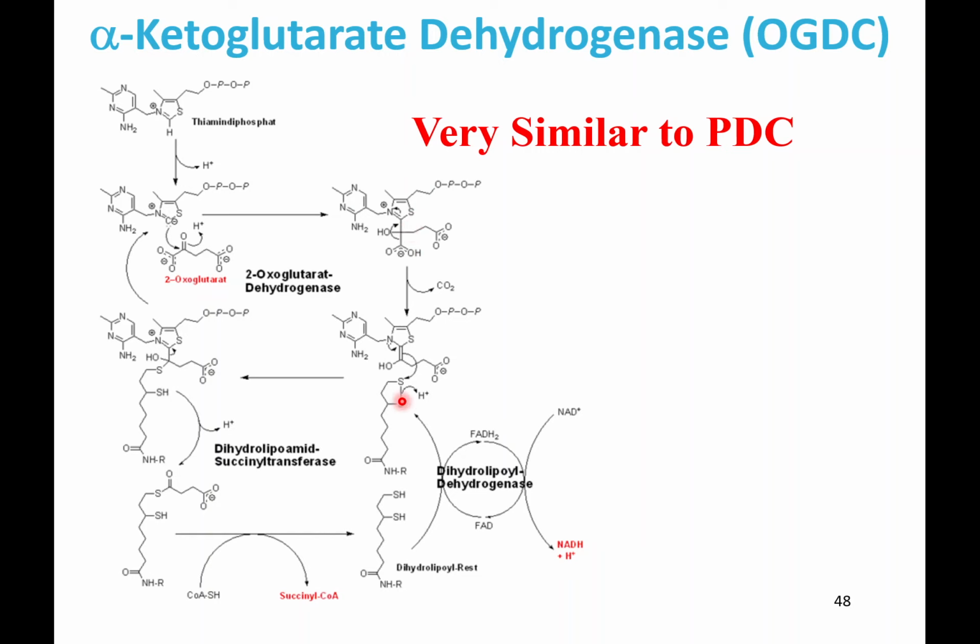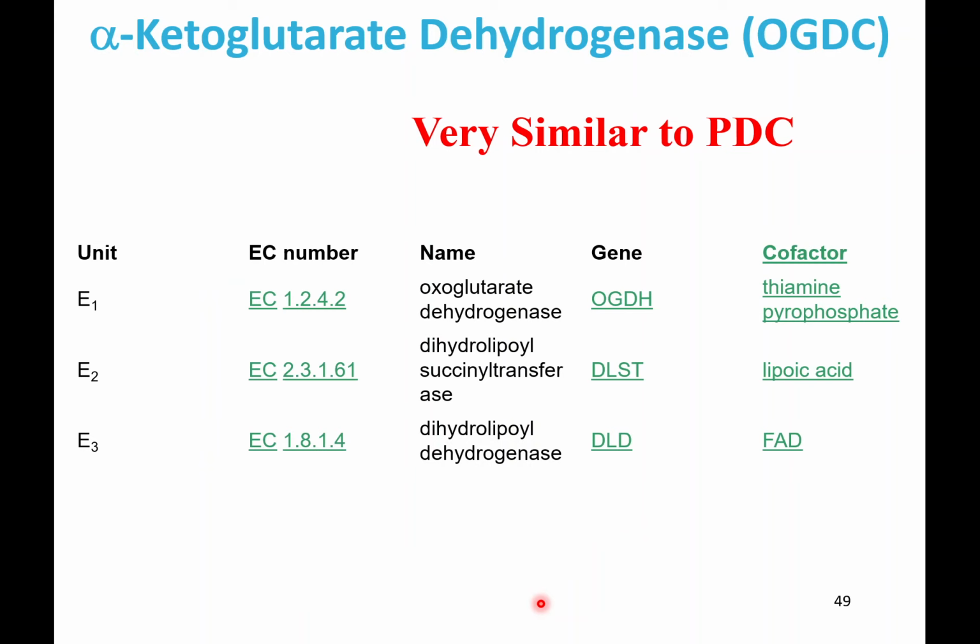It's then transferred to lipoic acid. Right, lipoic acid then sticks a coenzyme A on this and produces succinyl CoA, and then you have to have a way to recycle the lipoic acid back to the oxidized form, and then you use that same sort of cycle where you have FAD being reduced and then reducing an NAD plus. And it is very similar. The gene names are shown here.